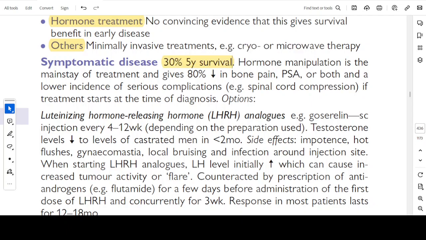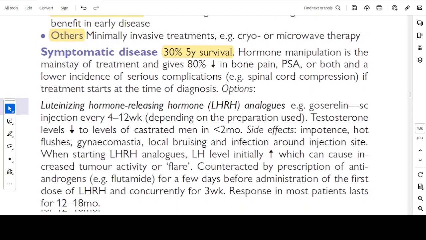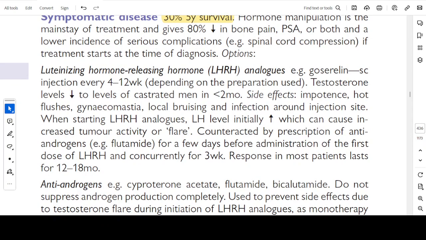Hormone manipulation is the mainstay of treatment and gives 80% reduction in bone pain and PSA levels, and a lower incidence of serious complications, for example spinal cord compression, if treatment starts at the time of diagnosis. What are the options for treatment in symptomatic disease? Luteinizing hormone releasing hormone analogs, LH-RH analogs, such as goserelin, a subcutaneous injection every 4 to 12 weeks depending on the preparation used.